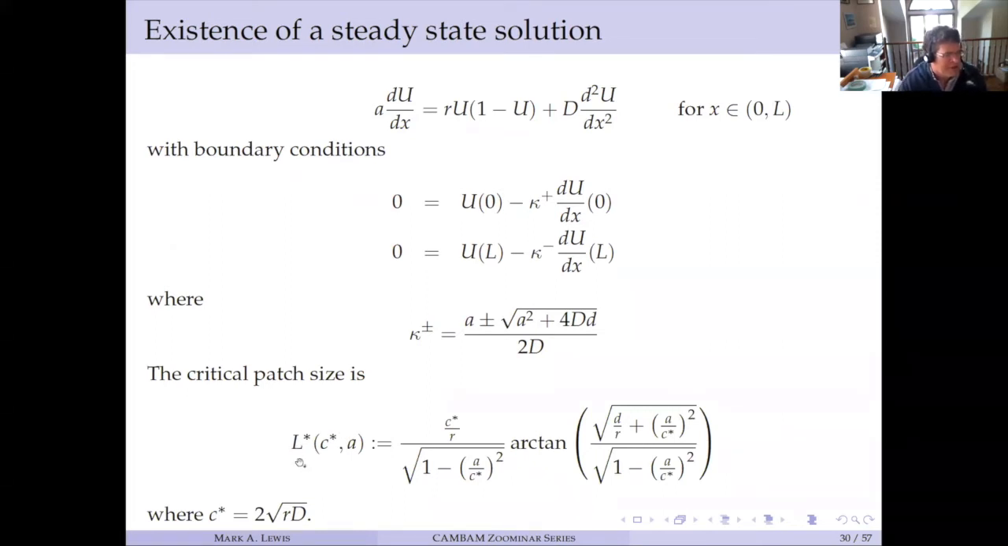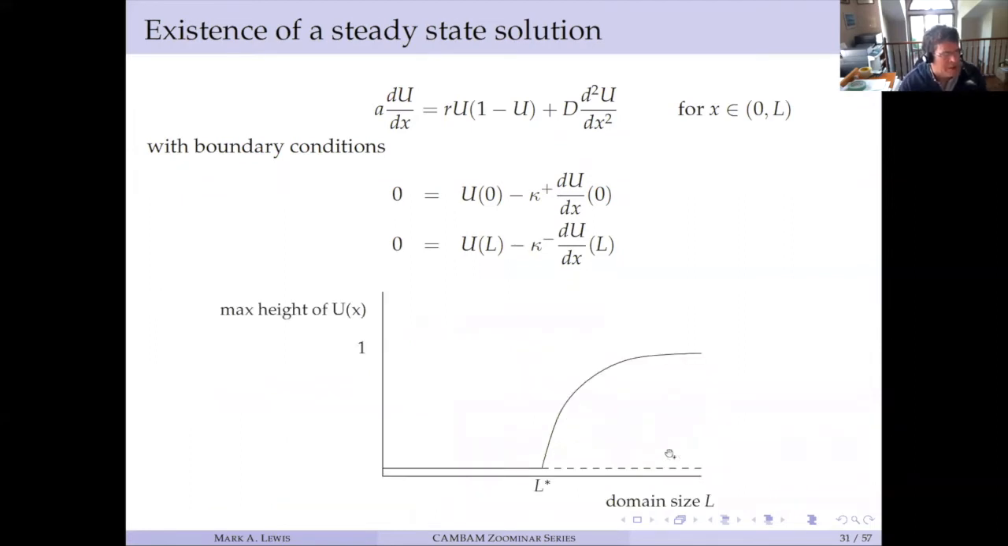And here it is. Just to make it interesting, I've put the C star in here, the intrinsic spreading speed, which is 2 times the square root of R times D. So there's a formula here, and here we see the intrinsic spreading speed definition. But notice what happens as the advection speed approaches the intrinsic spreading speed. This denominator blows up, because we have 1 minus 1, and this also blows up.